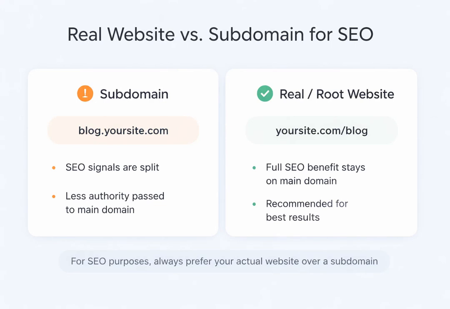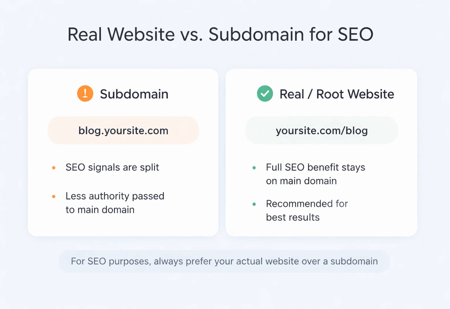Now, an important practical point about where you actually do your SEO work. The instructor makes it clear that doing SEO on a real live website is far better than doing it on a subdomain. A subdomain is something like blog.yoursite.com. It's technically a separate entity from your main domain in the eyes of search engines. When you build SEO authority on a subdomain, that authority doesn't fully transfer back to your root domain.